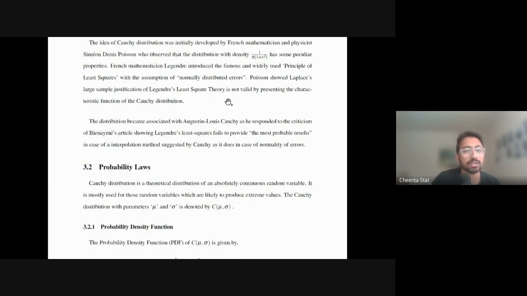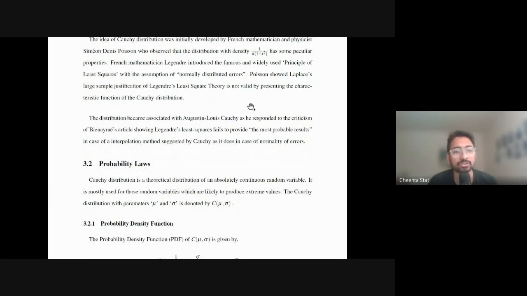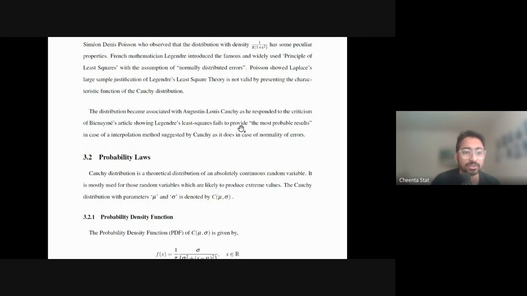Cauchy asserted, in response to the criticism of Bienaymé, that an article showed Legendre's least squares fails to provide the most probable results. So essentially, I think the Cauchy distribution gained its fame from changing the normal error to Cauchy errors and showing that the properties fail. That's interesting.